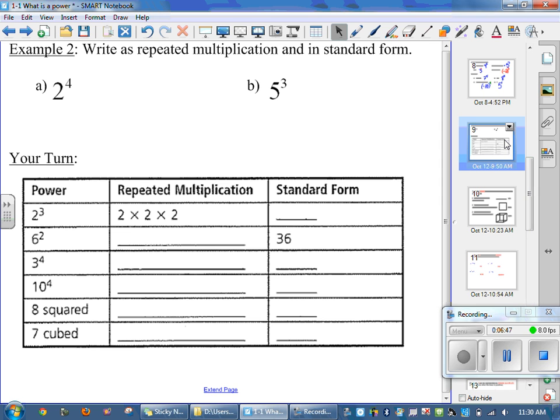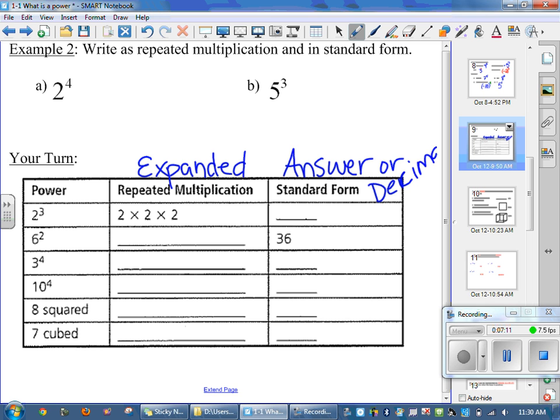Now we want to write as repeated multiplication and standard form. Repeated multiplication means we want to expand it. So repeated multiplication is called expanded. And standard form is called the answer. We also call it decimal form. So it is called expanded for repeated multiplication, and standard form is our answer, or we can call it decimal form. So it's got a couple different names.